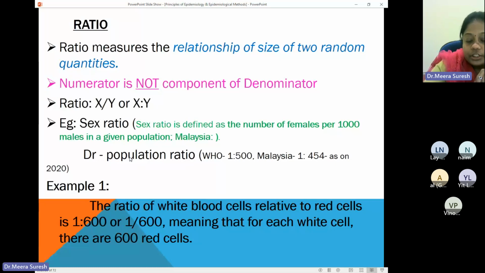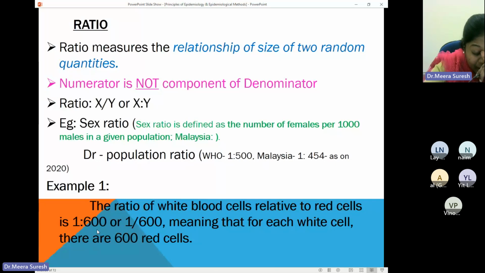Doctor population ratio, according to WHO, should be 1 is to 500. That is, for every 500 people, there should be one doctor. And in Malaysia, it is better. As of 2020, it is 1 is to 454. Then another example is the ratio when we say WBC is to RBC. That is 1 is to 600.